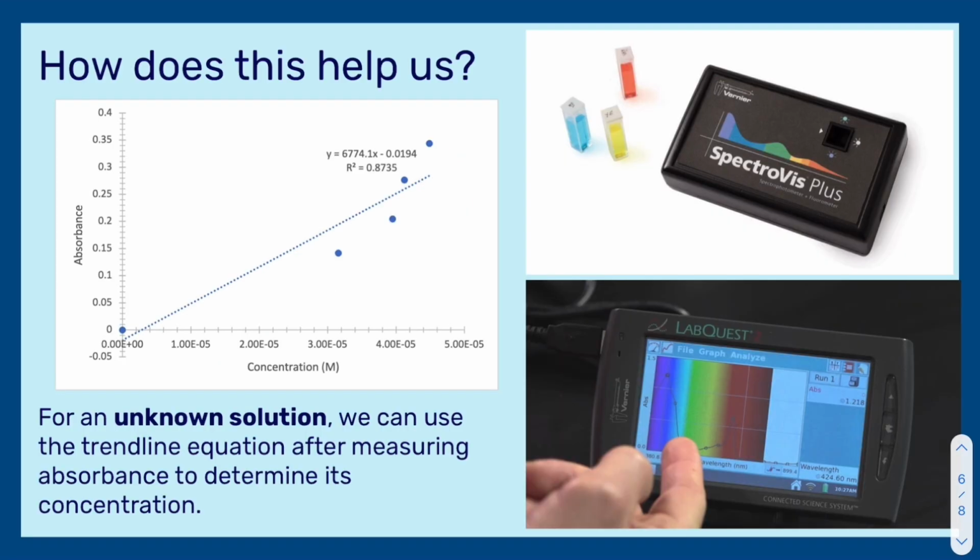Now, how does this help us? For an unknown solution, we can use the trendline equation after measuring absorbance to determine its concentration. Let's say we have this unknown solution of yellow dye. If we put it in the machine, run it, and get the absorbance, then we could plug this absorbance back into our calibration curve trendline equation to determine this solution's concentration. Seems a little complicated, but it's not.